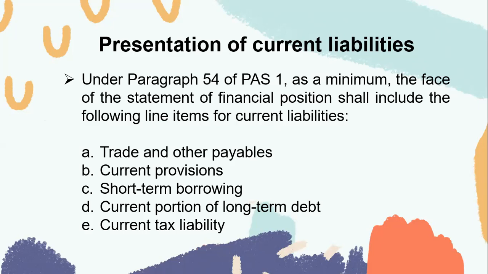So there is the term trade and other payables, including accounts payable, notes payable, accrued interest on notes payable, dividends payable, and accrued interest. So there is no problem if you separate the trade and the other payables, no issue will arise.